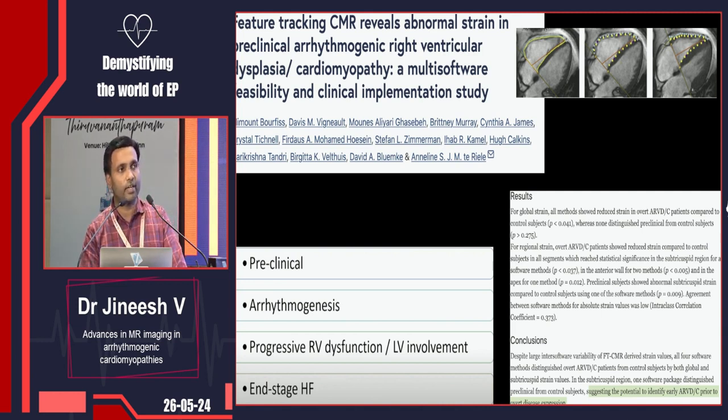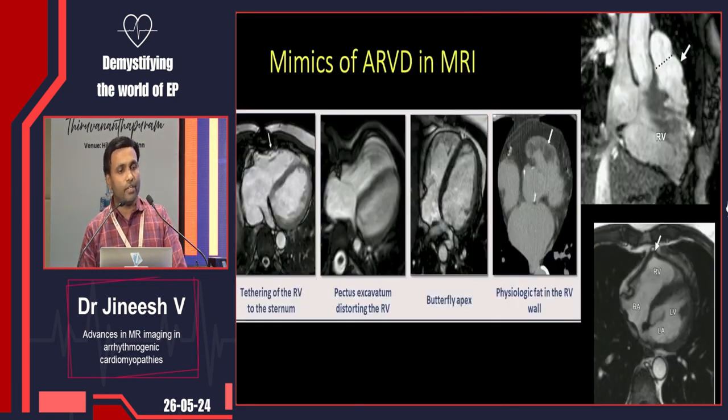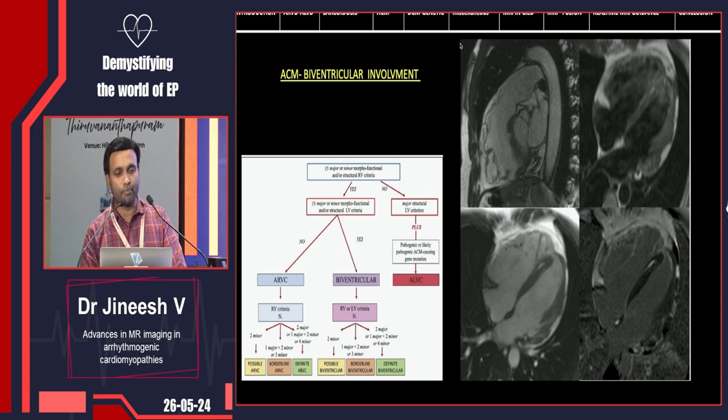As a result, there are newer advances like feature tracking MR for the right side. Previously we could do that only for left side pathologies, but right side MR feature tracking can also help in diagnosing early ARVC pathologies. But it's very difficult because there are multiple mimics of ARVC in MRI, such as tethering of the right ventricle to the sternum, pectus excavatum, the so-called butterfly apex, and physiological fat, which can all mimic pathologies of ARVD.